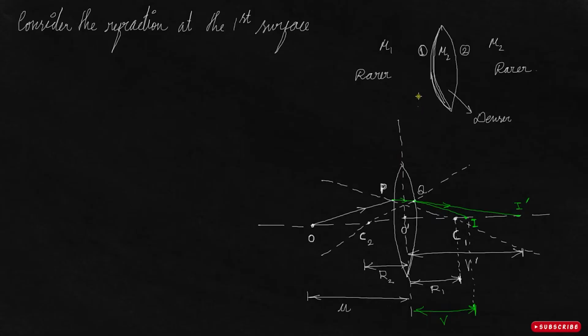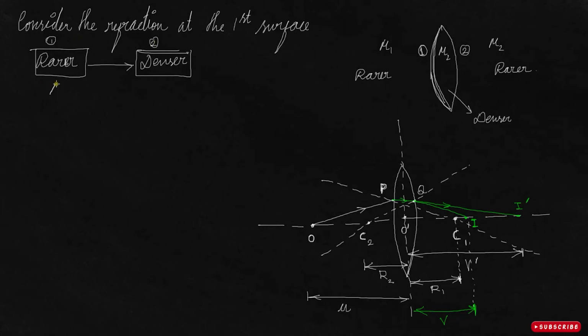We already derived an expression when light travels from rarer to denser medium for a spherical surface. If you have any doubt, you can go back and check the video. It's under the title Refraction at Spherical Surface. I'm not deriving that expression again, but I'll give you a shortcut for how to remember this equation. See, the light is traveling from rarer to denser, that is from the first medium to the second medium.